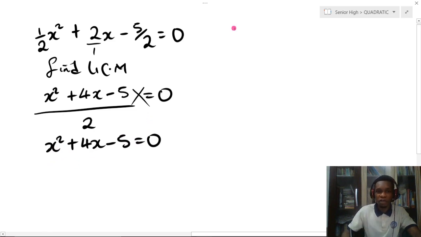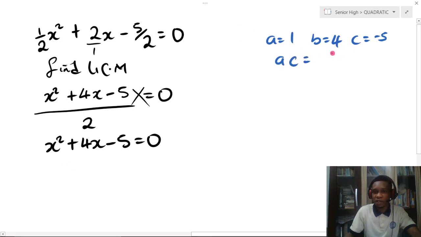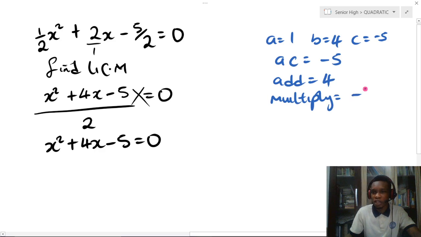So we look for, since we know that our a is what? 1. Our b is what? 4. And our c is what? Minus 5. Now we know our ac, which is a multiplying c, is equal to what? Minus 5, because 1 times minus 5 will still give you minus 5. So look for what values we are going to add that will give us 4, and when we multiply them, will give us minus 5, which is our ac.